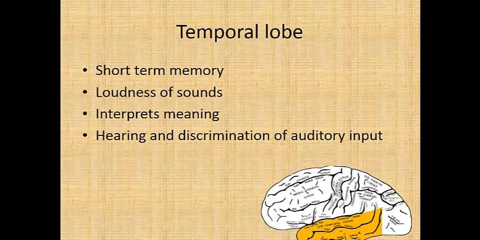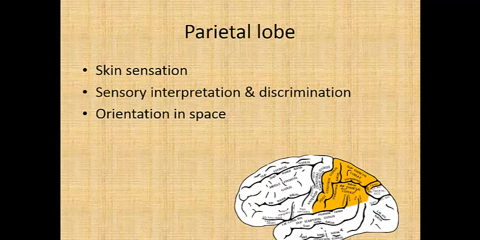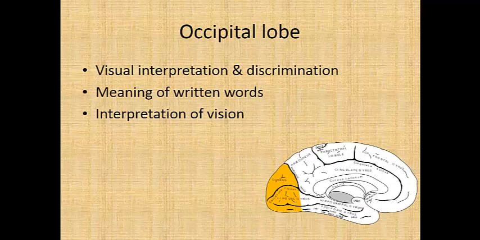So the temporal lobe: short-term memory, loudness of sounds, interprets meaning, and hearing and discrimination of auditory input. Parietal lobe has to do with skin sensation, sensory interpretation and discrimination, and orientation in space or proprioception. The occipital lobe is where a lot of vision occurs, so visual interpretation and discrimination, and the meaning of written words, and also the interpretation of vision all occur in the occipital lobe.